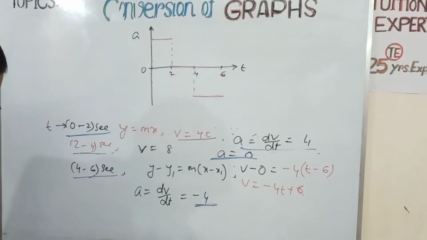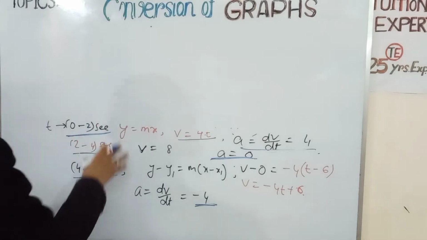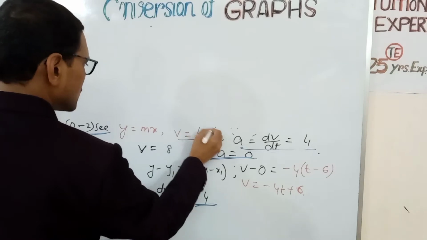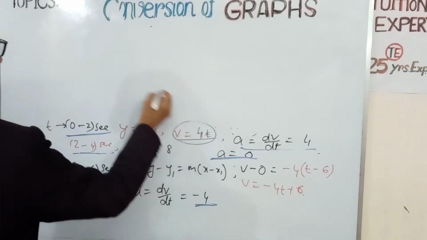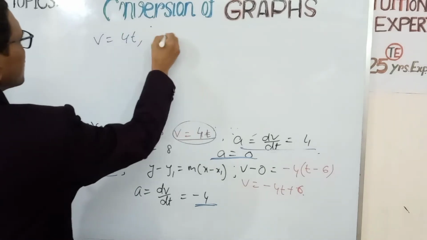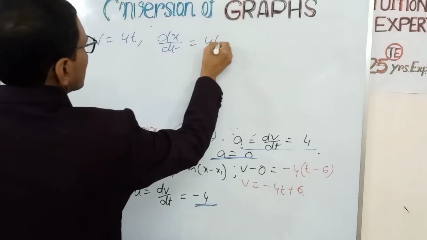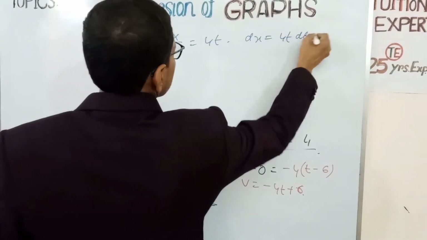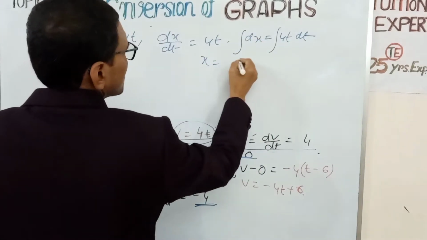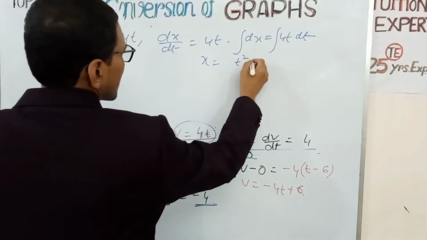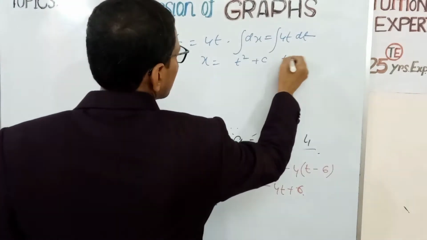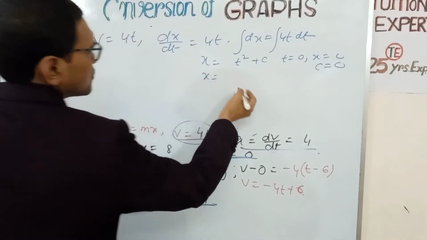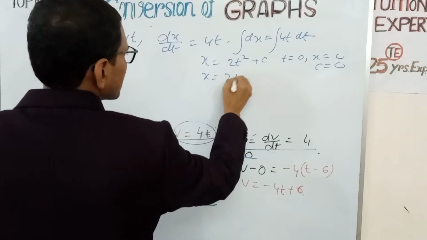Now we have to find the XT graph. We have to calculate the equation of x with t. So this is the Vt equation. To find the XT graph, v equal to 4t. Now v equal to dx by dt, dx equal to 4t dt, that is x equal to 4t square by 2, plus a constant term. Now t equal to 0, x equal to 0 is given, so c equal to 0. So the equation is x equal to 4t square by 2, that is 2t square. So the equation is x equal to 2t square.